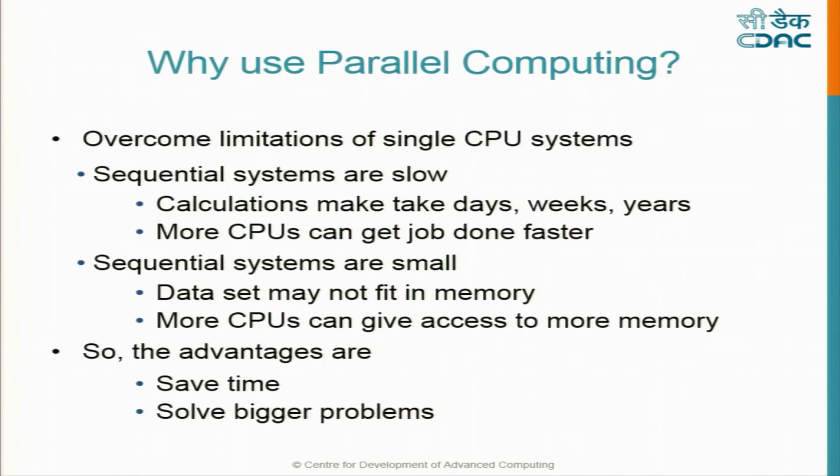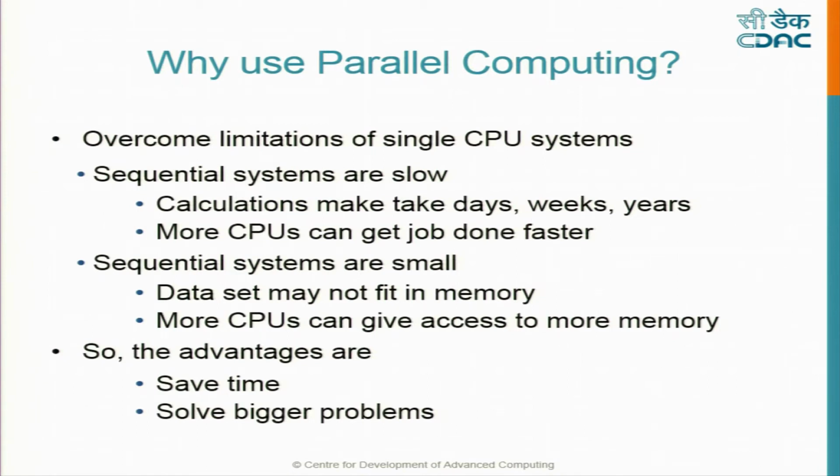So, as I said, in a broad sense, they overcome the limitations that single CPU systems offer. Why is that so? The sequential systems are slow. I already told you, a calculation may take days, weeks, years, because that depends on the data and the algorithm that you're using. When you have more CPUs, as I told you in the morning, parallelizing can do the work.